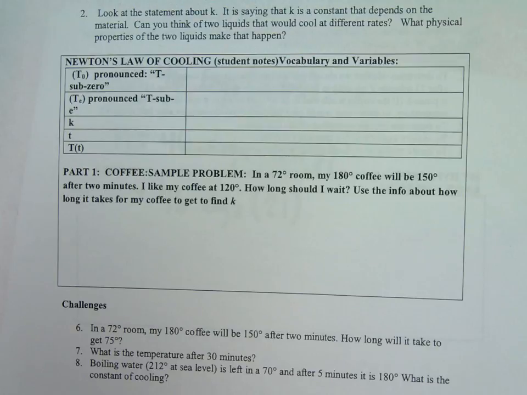All right, part 1. In a 72-degree room, my 180-degree coffee will be 150 degrees after 2 minutes. I like my coffee at 120 degrees. How long should I wait? Use the info about how long it takes for my coffee to get to 150 degrees to find k. So first of all, you have to find k. How are we going to find k?